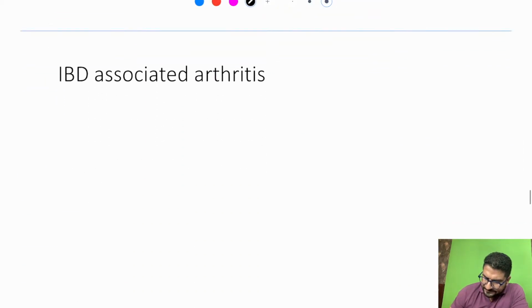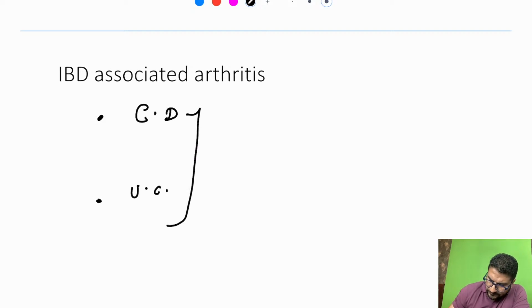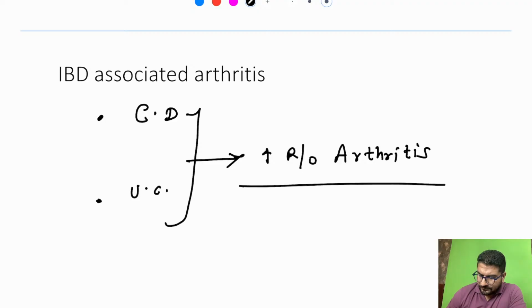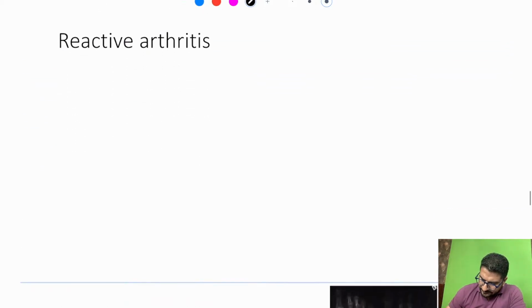Now coming to IBD. So just remember, इसको हम GIT में पढ़ेंगे. Just remember, this is IBD. IBD means we have Crohn's disease and we have ulcerative colitis. So दोनों में आगे जाके both these conditions, there is chance of arthritis. So both will increase the risk of arthritis. So these are basically, I can say, extra intestinal manifestations of Crohn's disease and ulcerative colitis, which will be arthritis. Done? Okay, now coming to reactive arthritis.